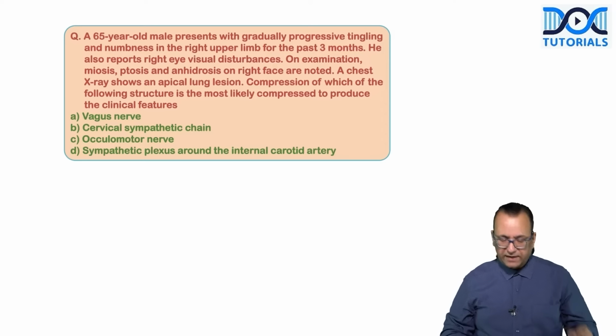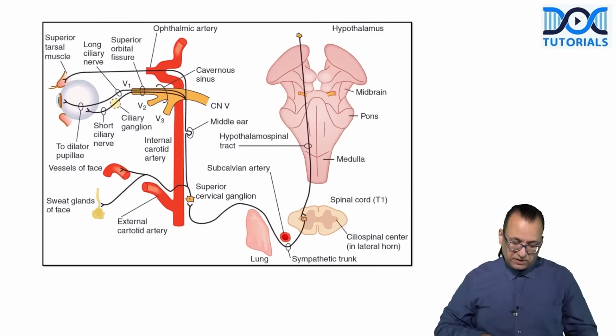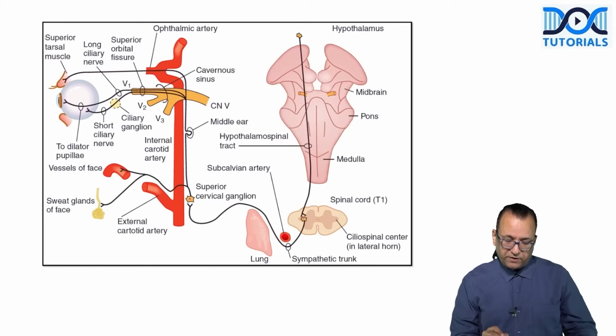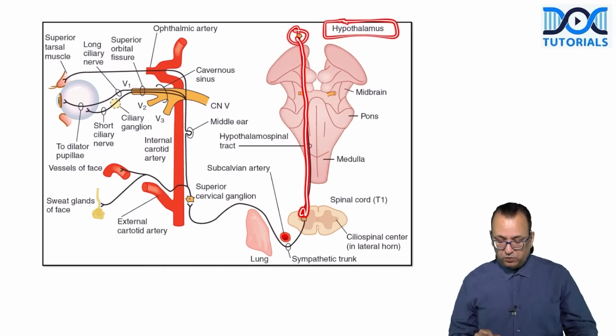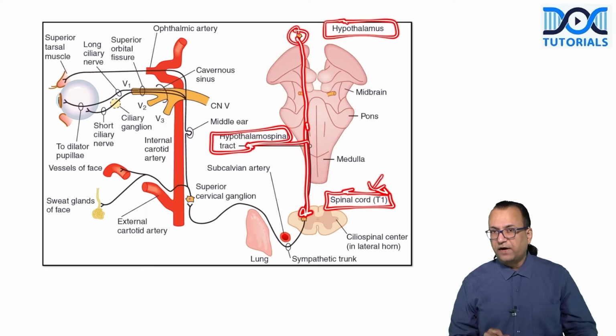Let me show all this in a schematic diagram. As I'm telling you, the first order neuron starts from the hypothalamus and goes to the spinal cord T1 lateral horn cells. So this is the first order neuron, the hypothalamospinal pathway. You'll find that detail in Harrison also. Harrison will tell: if the first order neuron is damaged in lateral medullary ischemia, Wallenberg syndrome, there will be ipsilateral Horner syndrome features, 3 features especially.